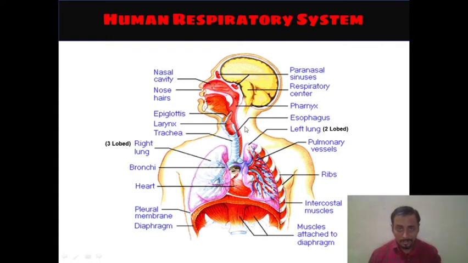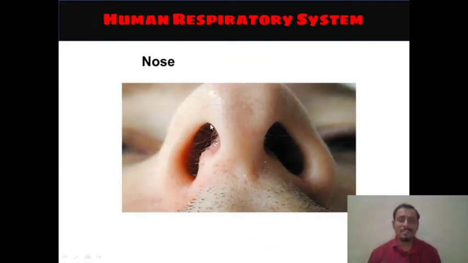If you want to draw this diagram or study further about it, you can pause this video and draw the diagram or take a screenshot. Okay, next, let's start from the first part, details of the respiratory system.